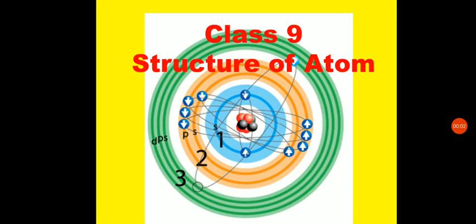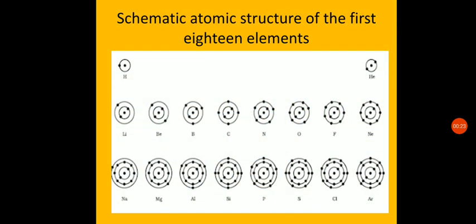Hello my dear students, welcome back to one more session of structure of atom. In the last session we learned how to write the electronic configuration. In this session we will learn about the valency, mass number, isotopes and isobars. First we'll study the atomic structure of the first 18 elements.